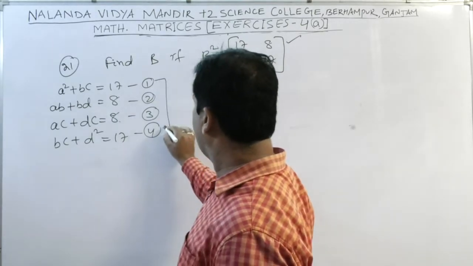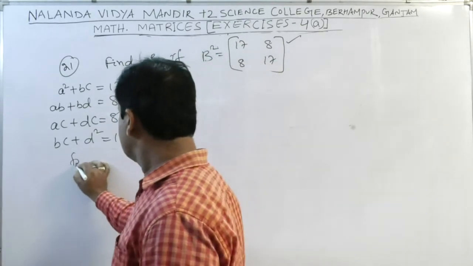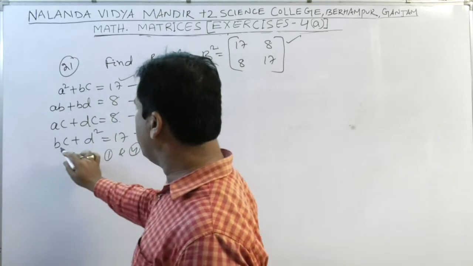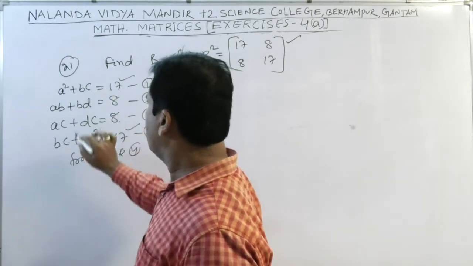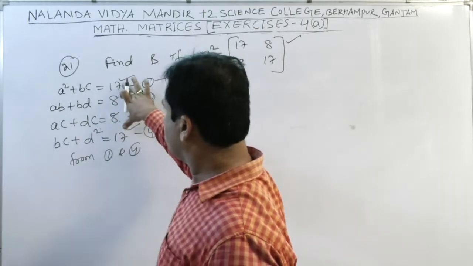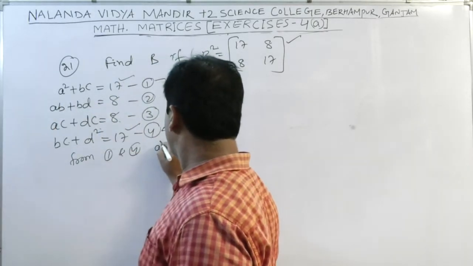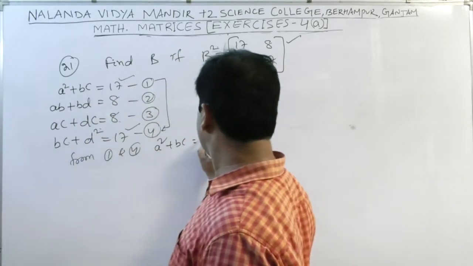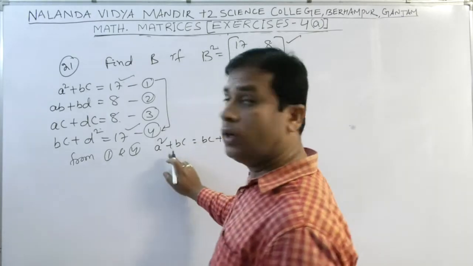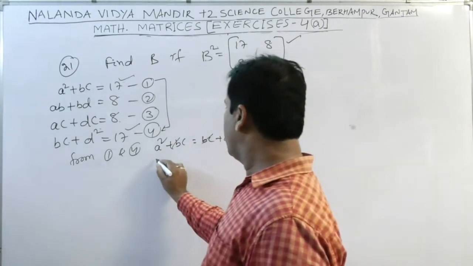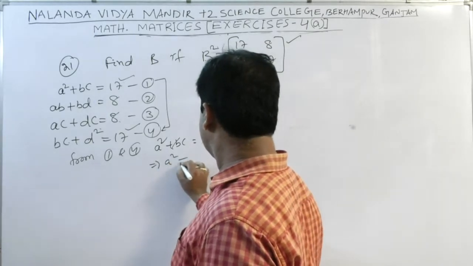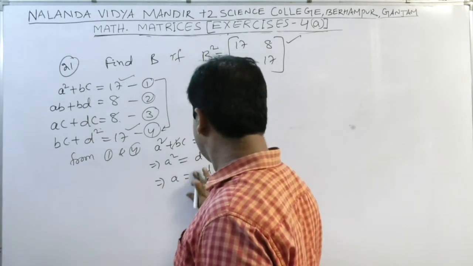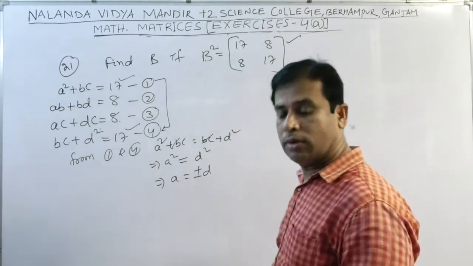From equations 1 and 4: A square plus BC is equal to 17, and BC plus D square is equal to 17. Since the right sides are both 17, A square plus BC is equal to BC plus D square. If we cancel BC, we get A square is equal to D square. This implies A is equal to plus or minus D.